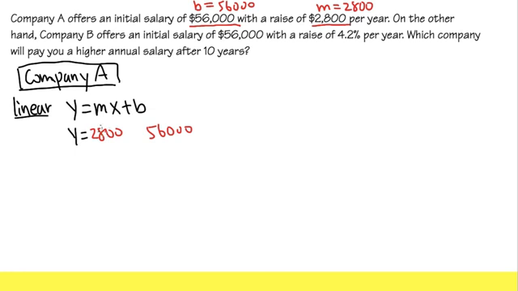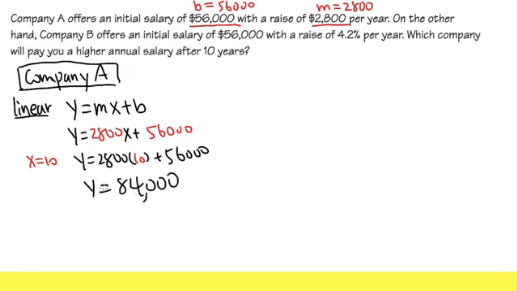Y equals 2,800 times x plus 56,000. Now when x is equal to 10, we get y equals 2,800 times 10, plus 56,000. Work this out, and in the end you get y equals 84,000 dollars.